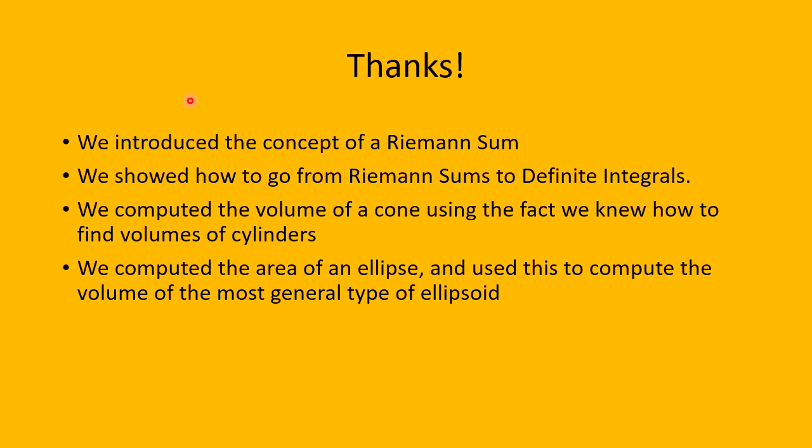What did we do? Well, we computed the area of an ellipse. We needed that to move on to ellipsoids. Then we computed the volume of the most general type of ellipsoid. The formula that we have covers all of the cases of ellipsoids. We didn't mention it earlier, but for the prolate and oblate spheroids, those volumes can be computed by using the formulas that you had in Calculus 1 for volumes of revolution.